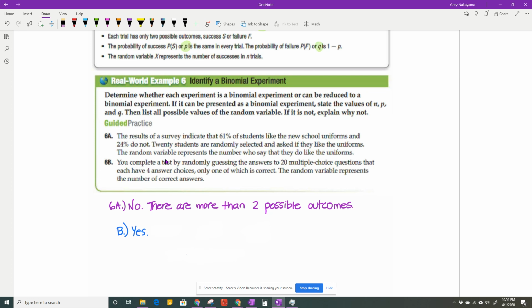So, what is the value of N? N is how many questions we have, and we have 20 questions. P is the probability of success. If you think of one question, and there are 4 answer choices, then the probability of success is 1 out of 4, which makes the probability of failure 3 out of 4. And the last thing is, list all the possible values of the random variable. The random variable represents the number of correct answers, so you can get anywhere from 0 correct answers all the way up to 20 correct answers.